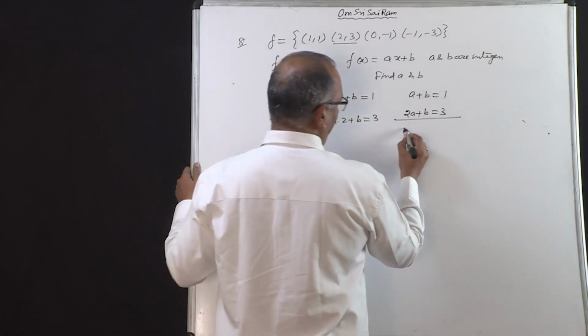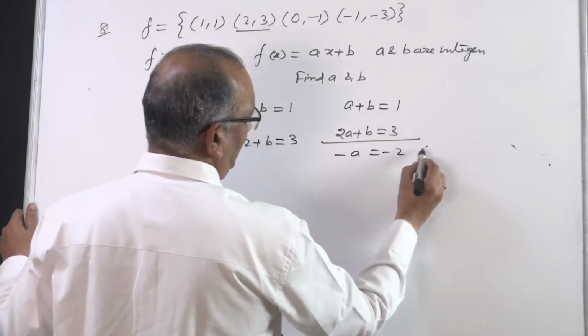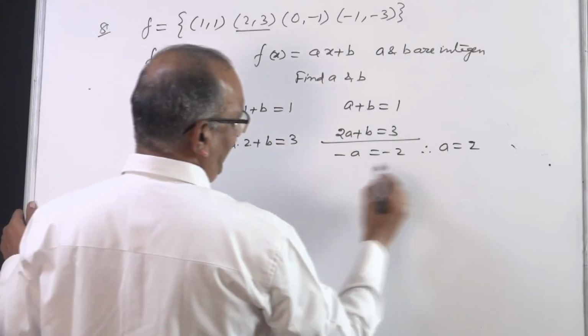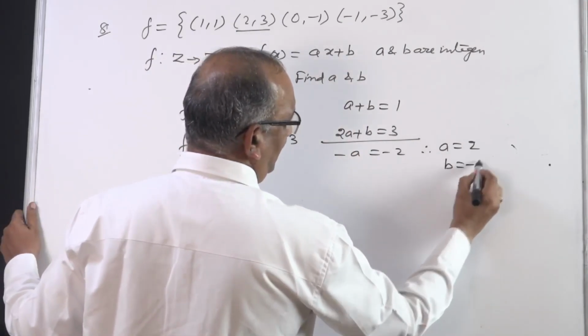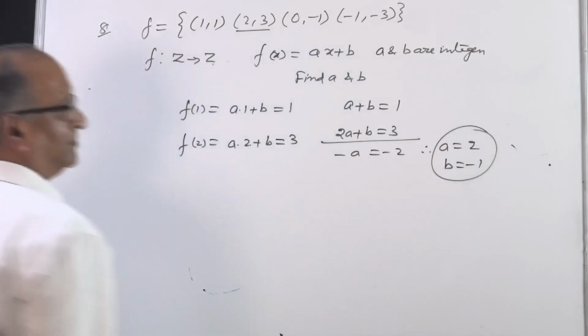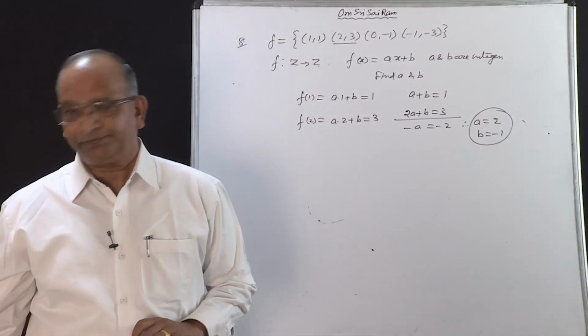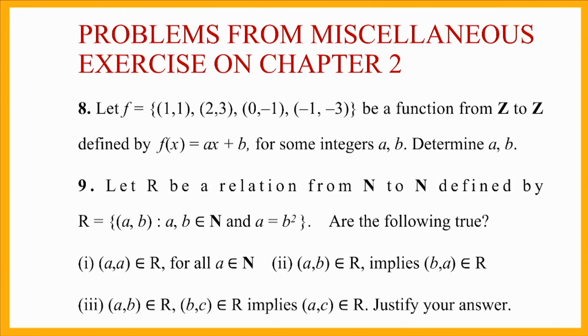Subtract, you will get minus a equal to minus 2, hence a equal to 2. If you substitute 2 there, you will get b equal to minus 1. This is the answer. Let us move to the next problem.